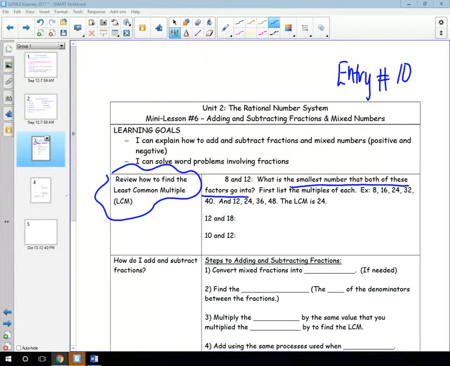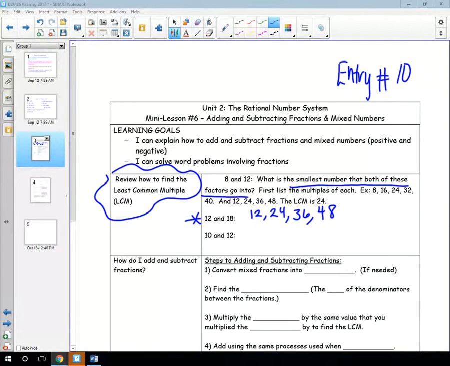Okay? So I want you to consider this first example here, 12 and 18. We're going to list all of the multiples of each of those, and find the one that they have in common that's the smallest number. So what are the multiples of 12? 12 times 1 is 12, 12 times 2 is 24, 12 times 3 is 36, 12 times 4 is 48, and we could keep going. But I'm going to stop and list my multiples of 18 because maybe we have found something they have in common. So what are the multiples of 18?